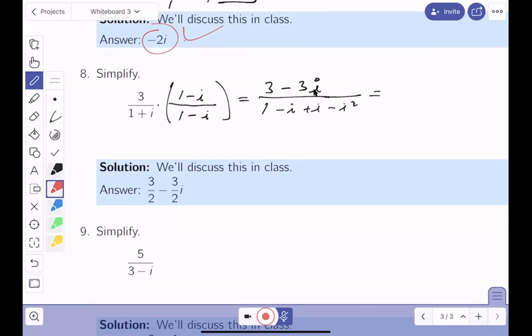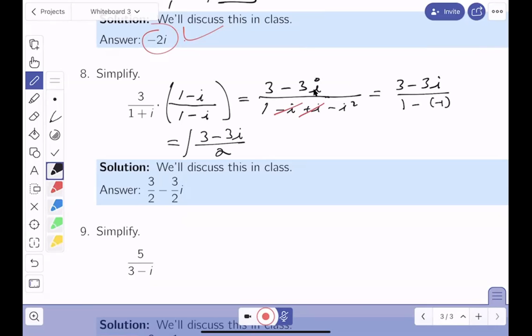What's nice about the bottom? These disappear. Let's keep going. What do we get? 3 minus 3i. On the bottom, what do you get? 1 minus, well, what's i squared? It's minus 1. So what do you get there? Well, you still get 3 minus 3i. What's on the bottom? 1 plus 1, which is 2.